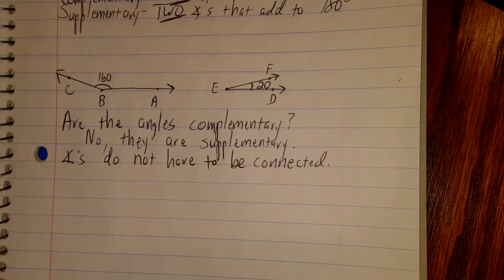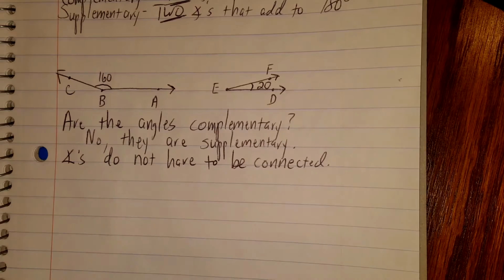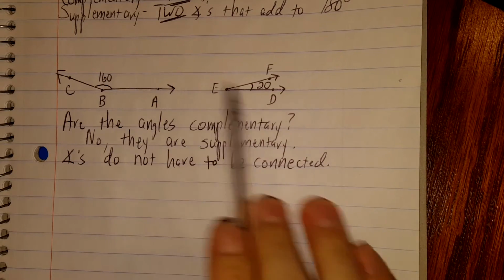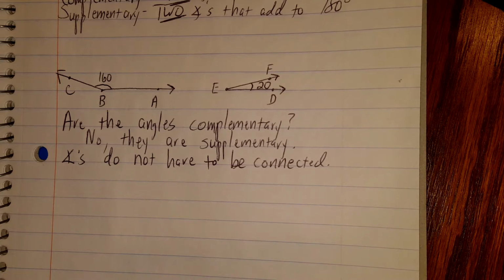So I think that's something that could potentially be used to try and throw you off: oh, hey, I've got these two angles drawn separately. Are they supplementary or not? Yes, of course. As long as there are two angles, if I added this to this, they would be 180. So these are supplementary.